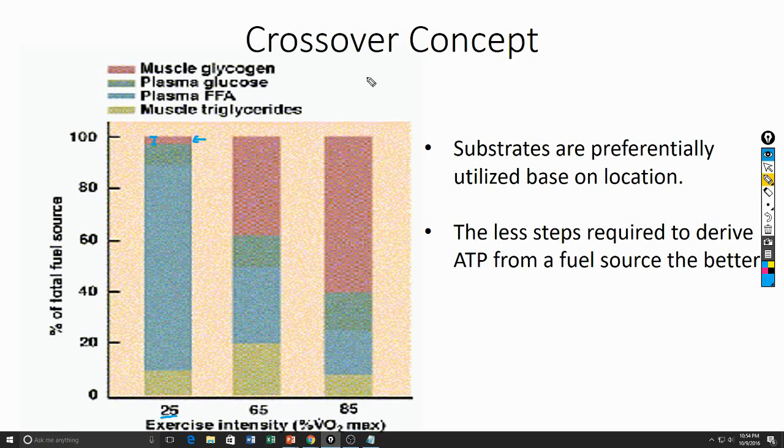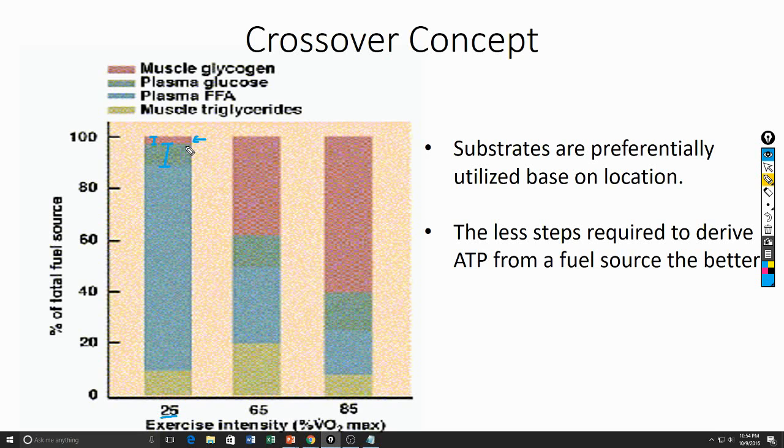Now muscle glycogen, that's glucose that's stored in the muscle, so right on site. All right. So now we're also having more plasma glucose. That's because our energy demands are actually pretty low, right? Because we're only working at 25%. We have the time, we have the ability to rely on glucose being taken up from the blood.